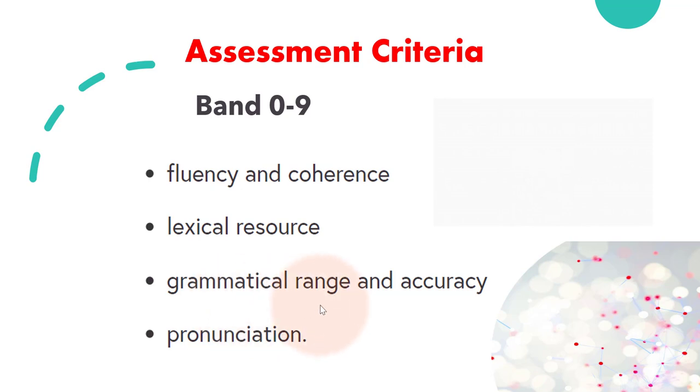So you might use the present simple, the past tense, future, present continuous, present perfect, a whole range. And of course you have to use it correctly as well. That's very important. And finally is pronunciation, basically how clearly you can sound when you're speaking. If you're easy to understand, your score is higher.